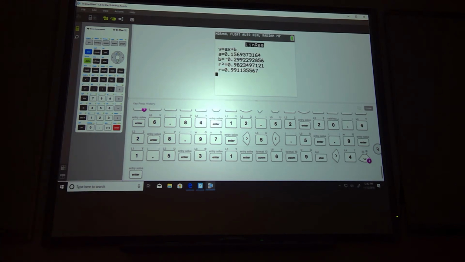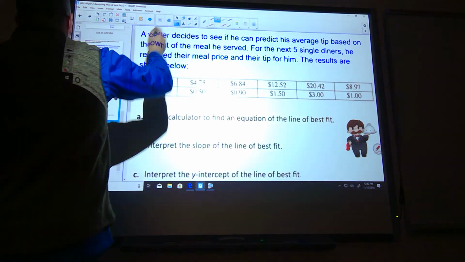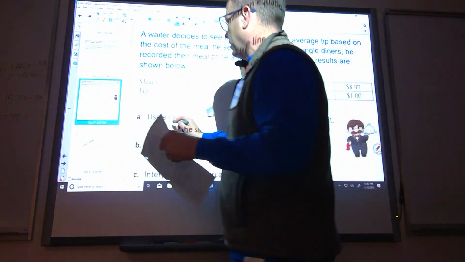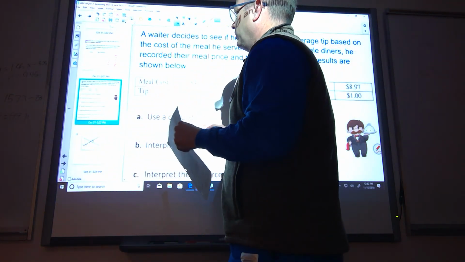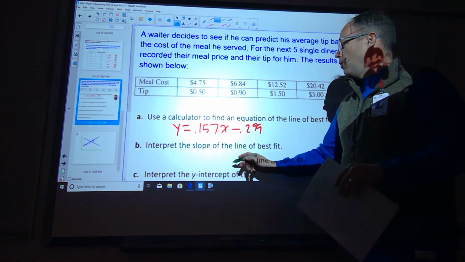So I get this. All right, so I get an equation of y equals 0.157x minus 0.299 with an R value of 0.9911. That's a pretty good R value. Yay. All right, so let's do the line of best fit. I think we can answer the rest of this with my calculator, line of best fit, so I get y equals 0.157x minus 0.299.